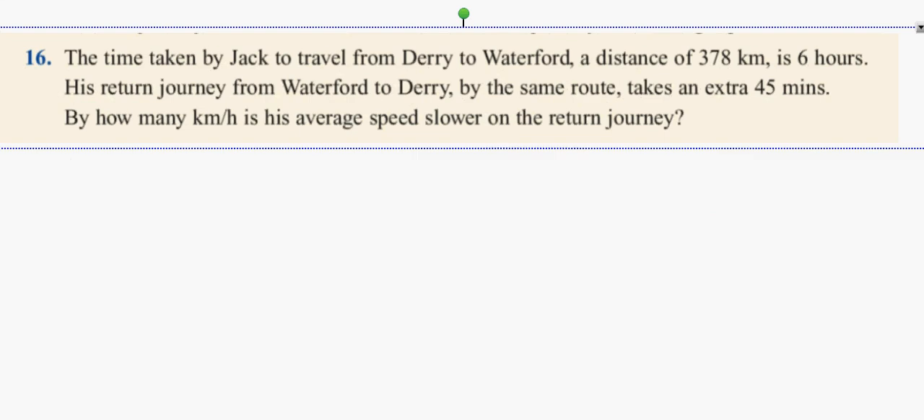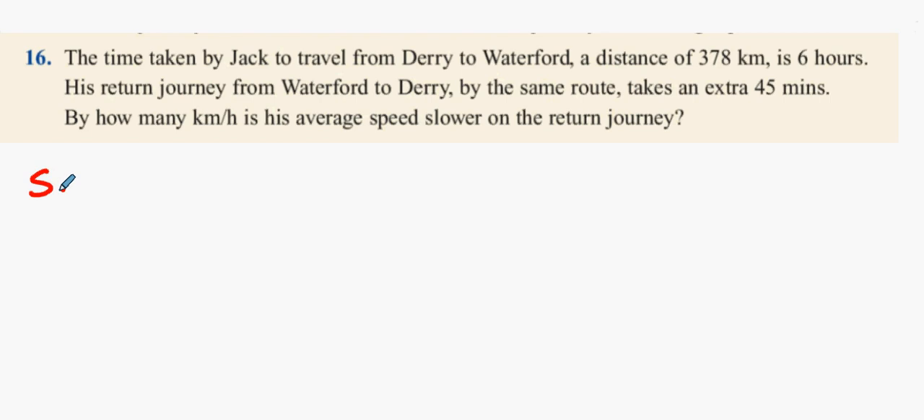Question 16. The projected travel time from Derry to Waterford is this much in 6 hours. Here's a return journey from Waterford to Derry, but the same route takes an extra 45 minutes. By how many kilometers an hour was it on average slower on the return journey? Okay, so speed. What does speed equal, guys? Distance divided by time. Is that 63 kilometers an hour?